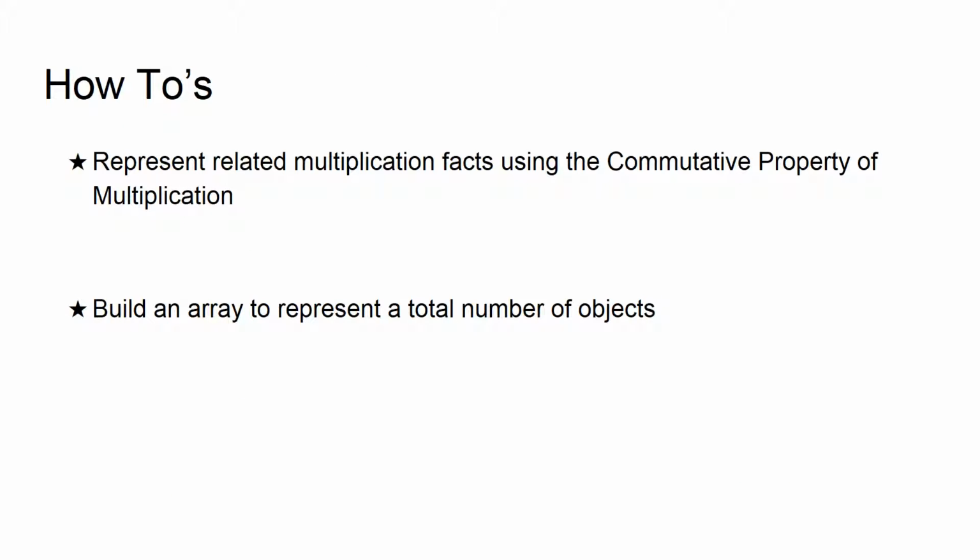So the how-tos for today are going to be representing related multiplication facts using the commutative property of multiplication, helping your students understand how to use that to explain how they know facts are related. And we're also going to talk about how to build an array to represent a total number of objects.